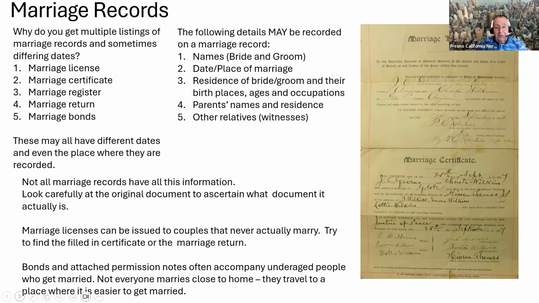Okay, and bonds and attached permission notes often accompany underage people who get married. So watch for that. I have that in several cases in my family where I picked up extra information because of the bonds that had to be posted for an underage person, or the permission note that had to be given, that verifies where the people are located at a certain time.